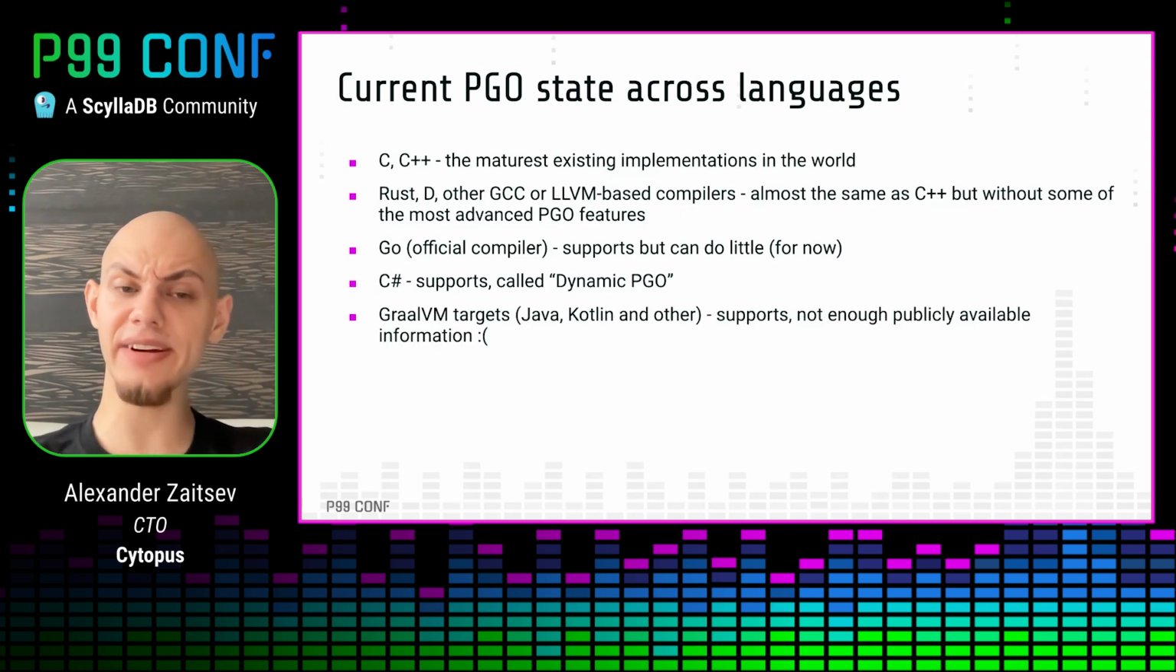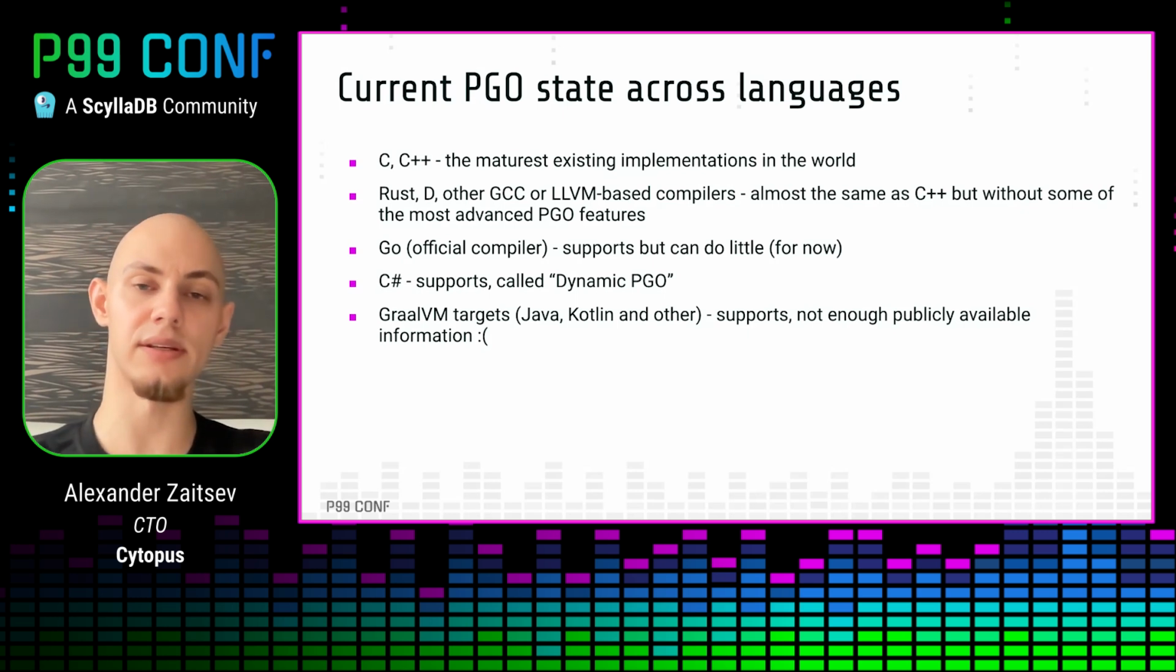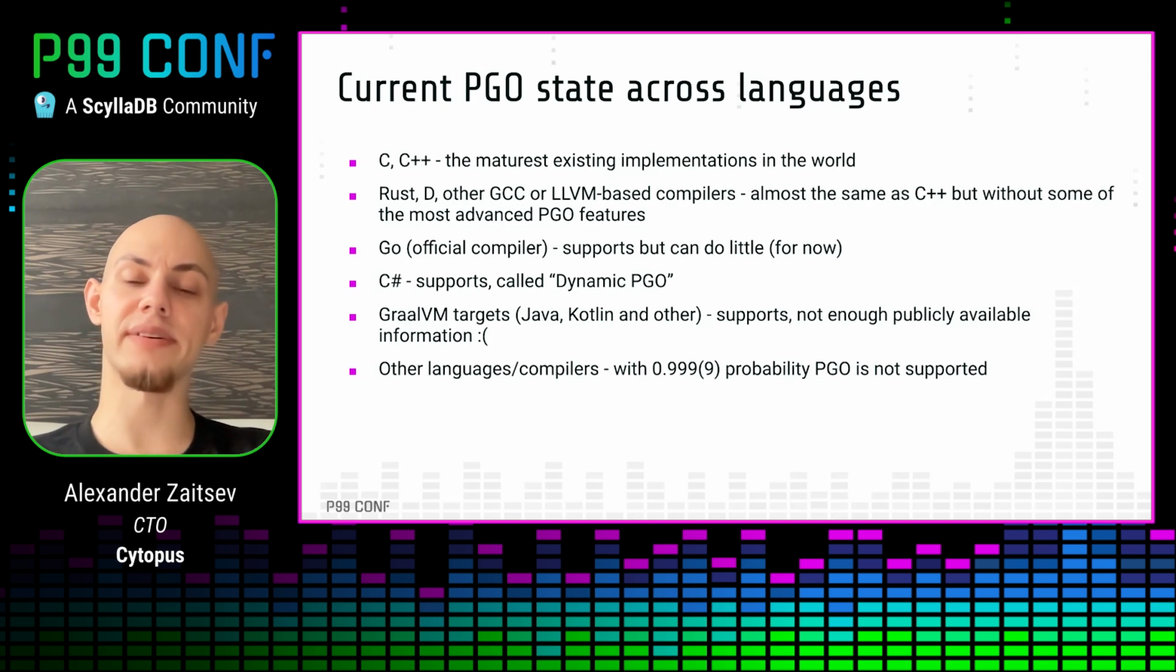GraalVM is an ahead-of-time compiler for the Java ecosystem, supporting Java, Kotlin, and several other technologies. Actually, GraalVM supports PGO, but there is not enough publicly available information about how efficient it is in practice for real applications. Their documentation lacks a lot of details and so on. I asked many questions in the upstream, but at some point they stopped answering my questions for some reason. I don't know why. And for other languages and compilers, with high probability, PGO will not be supported, because a proper implementation of PGO in a compiler can be a difficult thing to achieve for compiler engineers, especially if the compiler is not LLVM or GCC based.